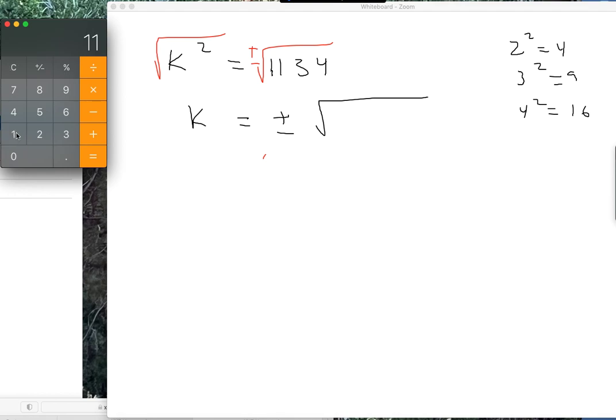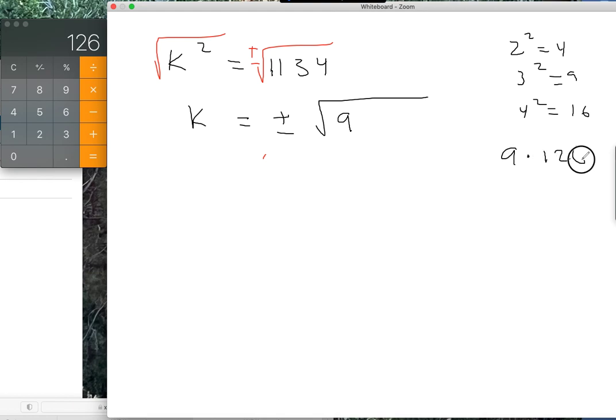Now let's go 1134 divided by 9. Let's see if that does anything good. Okay, so that is 9 times 126. So the 9's good. I found my first square, and now I'd like to figure out how to break down this 126 here. It's an even number, so let's try dividing that by 2 just to see if we can get down to something smaller that we can recognize what to do with.